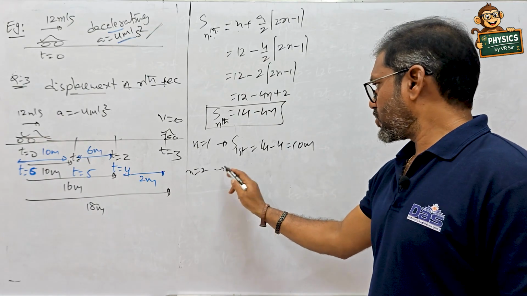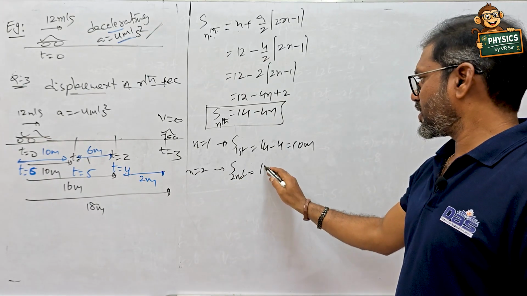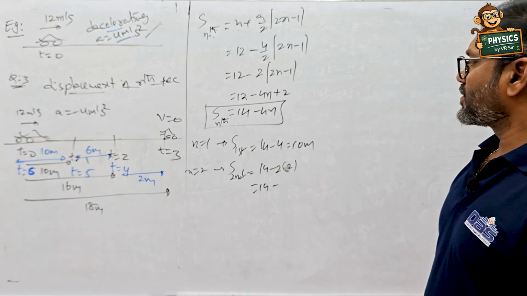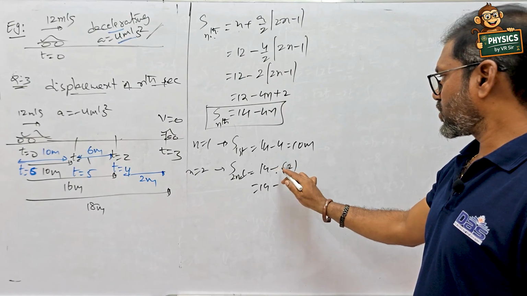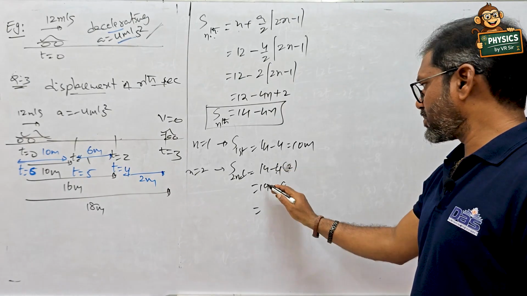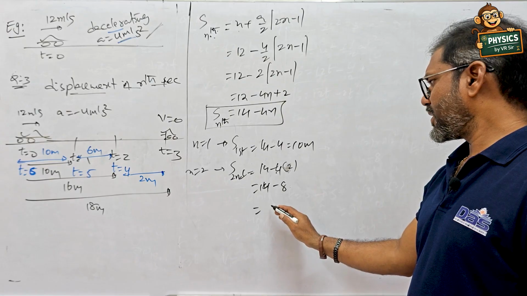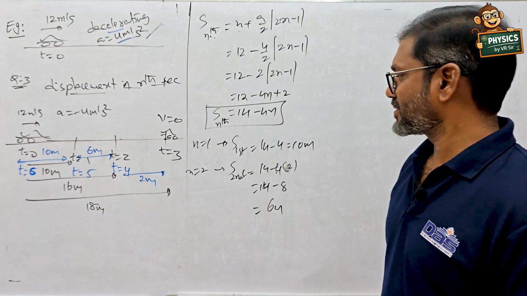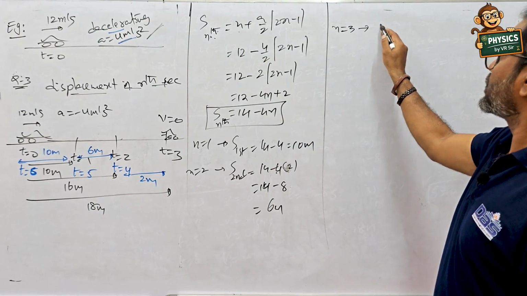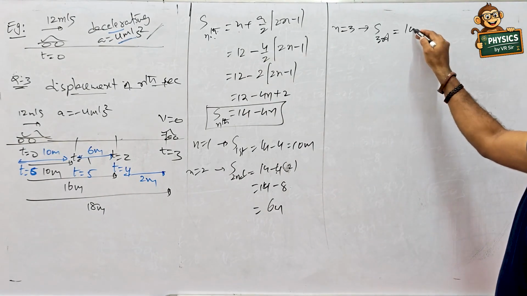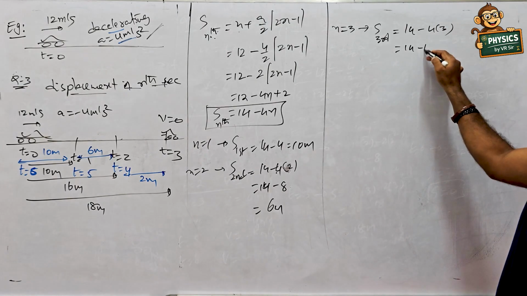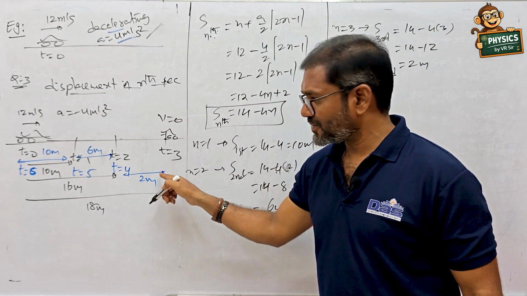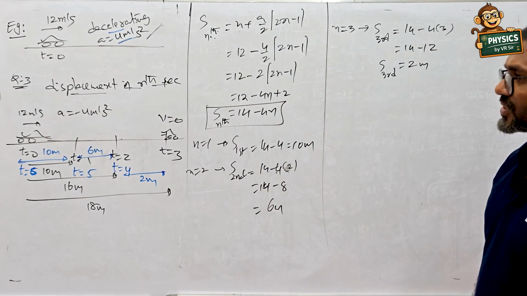Now n equivalent to 2, so displacement in the second second, what is that? 14 minus 4 into 2, so 14 minus 8, which is 6 meters. Look here, the displacement in the second second, 6 meters. Now n equivalent to 3, displacement in the third second is 14 minus 4 into 3, 14 minus 12, 2 meters. So displacement in the third second, 2 meters. Observe here, right? Hope it's clear to you all.